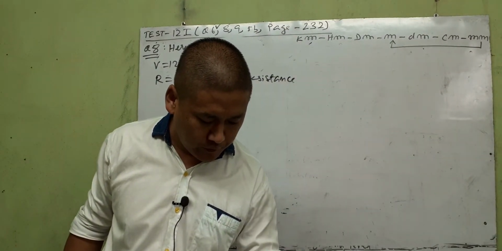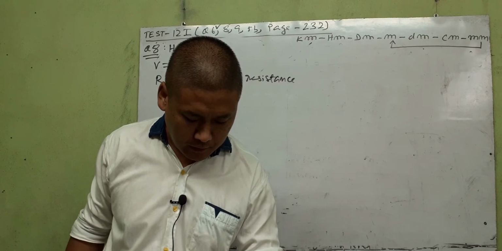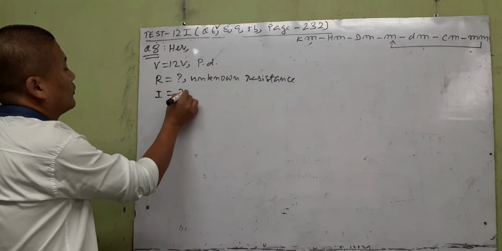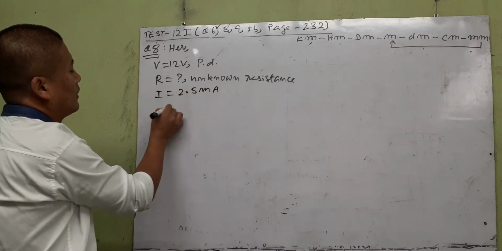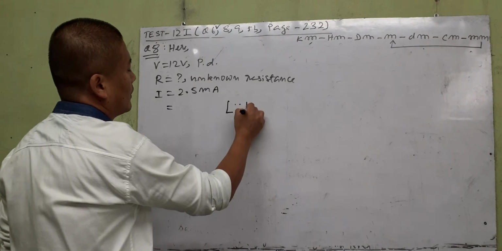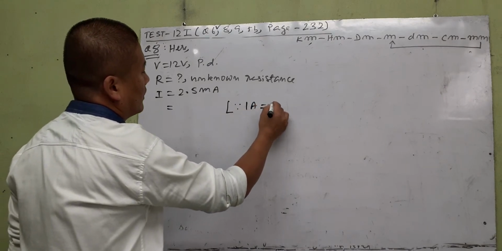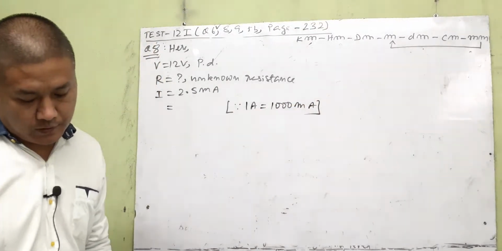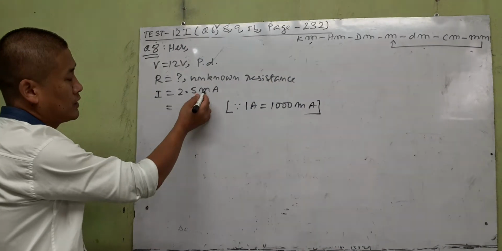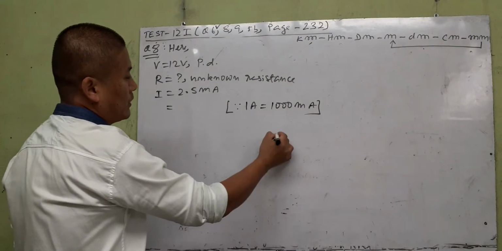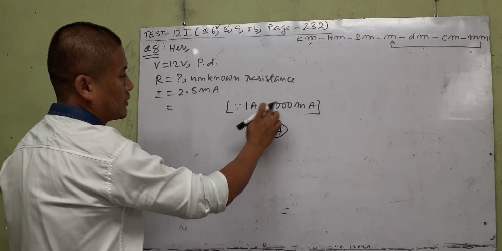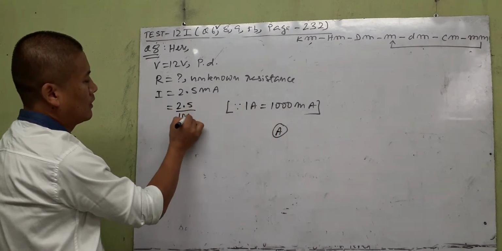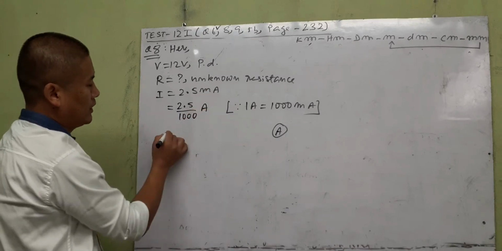There is a current of 2.5 milliampere in the circuit. So current means I, 2.5 milliampere. So we need to change this to the SI unit. Now 1 ampere is equal to 1000 milliampere. We remember that. So we have to change to the SI unit, which is not milliampere but ampere. Changing from milliampere to ampere means smaller unit to bigger, so we have to divide 2.5 by 1000. Then milliampere will disappear and become ampere.